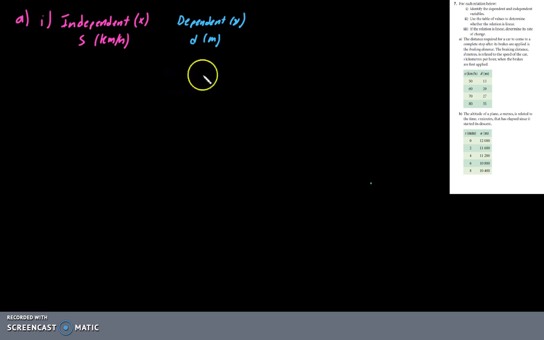For A, use the table of values to determine whether the relation is linear. Okay, so to figure out if something's linear, we have to figure out how much each value is going up by, and it does look as though each one of these values is going up by plus 10, plus 10, and plus 10. And it looks like each of our distance values, or our Y values, are going up by plus 7, plus 7, and this one is actually a plus 8.